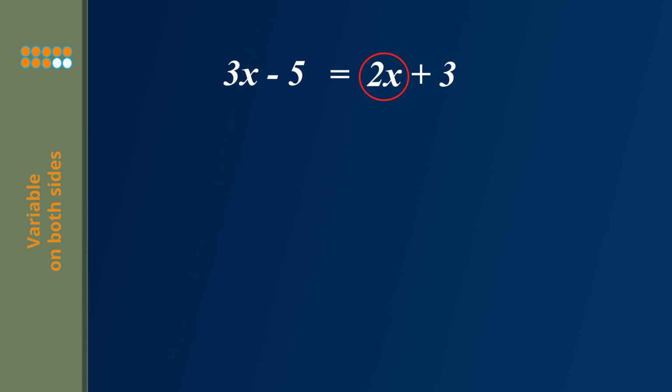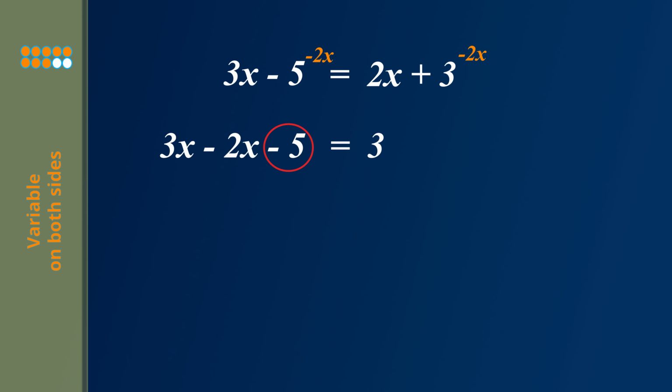This 2x is on the right side of the equation, but we want to move the x's to the left side. We do this mathematically by doing the opposite. 2x is positive, so we will subtract 2x from both sides. The minus 5 is on the left side, but we want to move the numbers to the right side. We will do the opposite. We will add 5 to both sides.